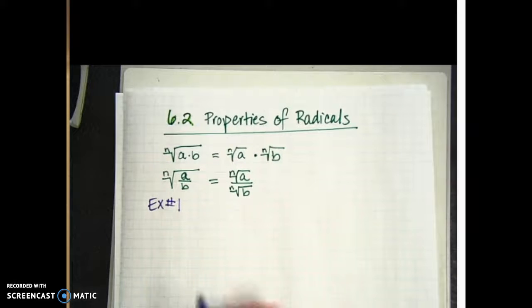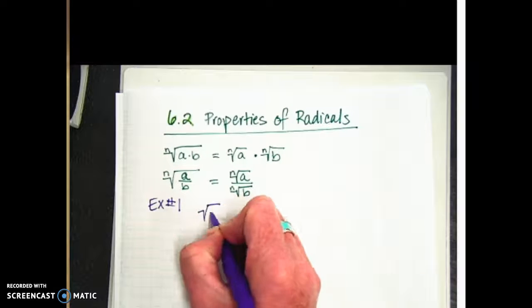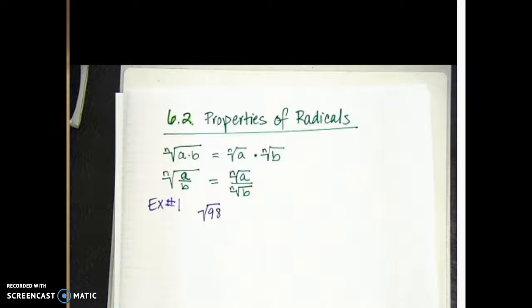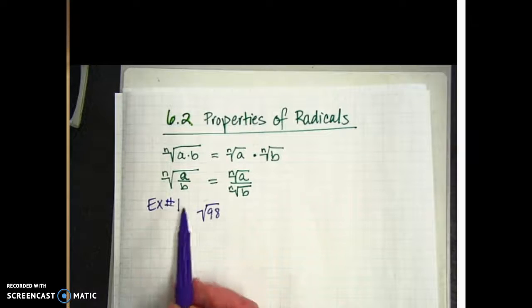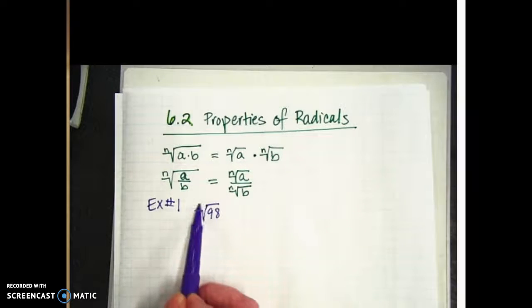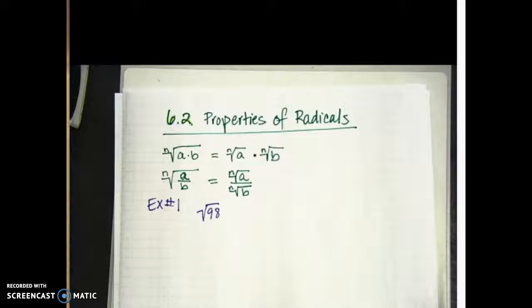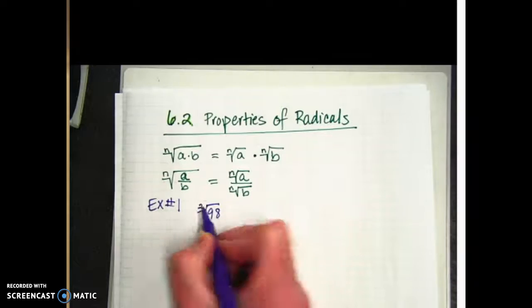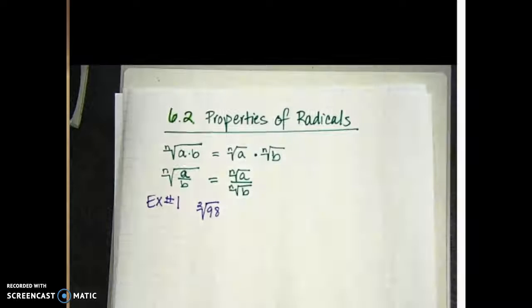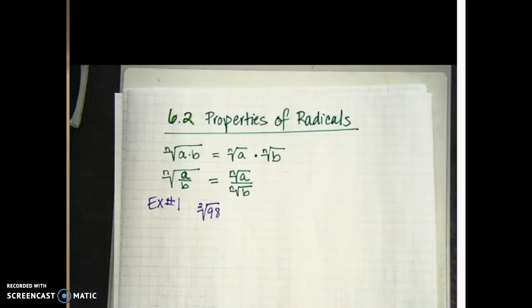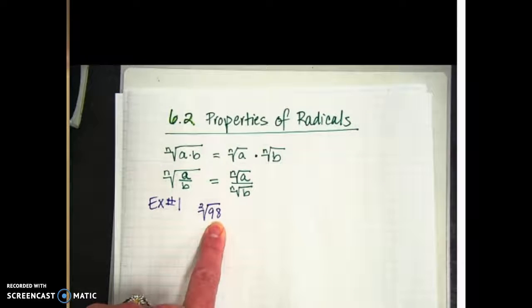All right. So example number 1, we're going to take the square root of 98. If it doesn't have a root number, you always assume there's a 2 there, right? We don't normally write second root like that, but that's what a square root is saying. So is 98 a perfect square? It is not, right? But are there any perfect square factors of 98?